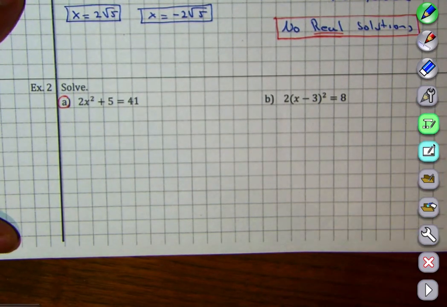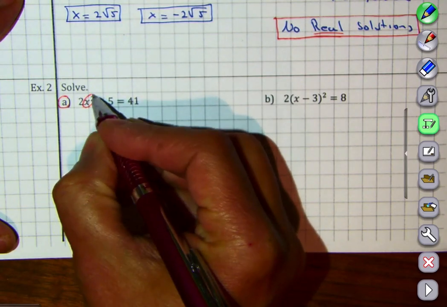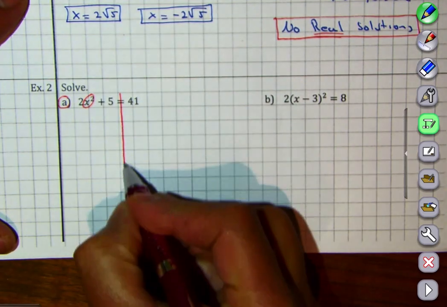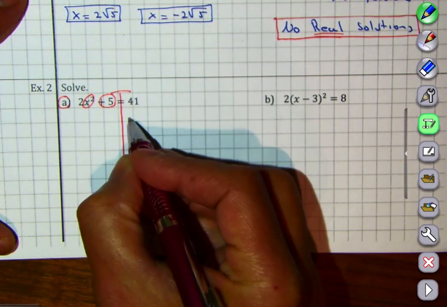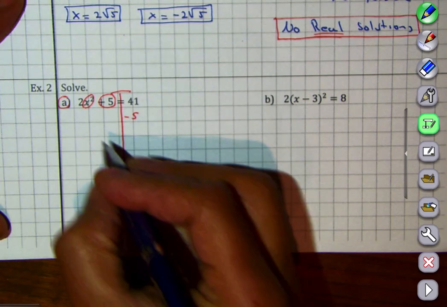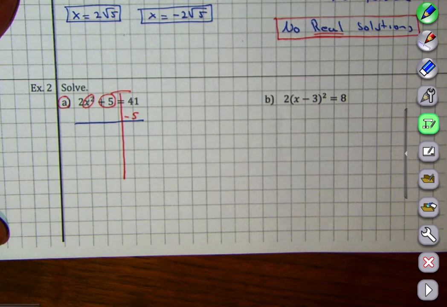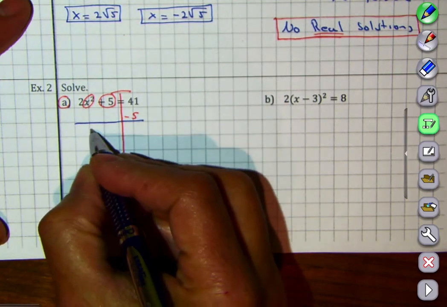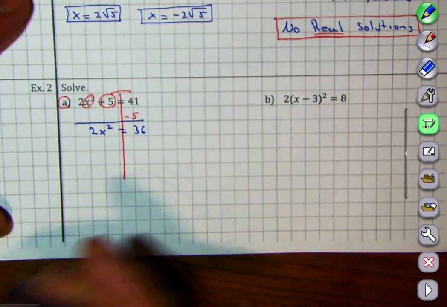So I need to be able to leave the x by itself. I need to leave the x squared by itself first. I'm going to go and draw the line. I need to subtract 5 on both sides or move my 5 to the right because it's negative 5. Remember that you want to use a red pen to annotate your notes. So in this case, I have 2x squared equals 36.